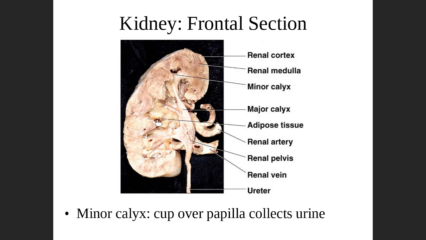You can start seeing the papillae here, renal papillae. This is the lobe, if you will. And you can start seeing here's the minor calyx to major calyx. Alrighty.